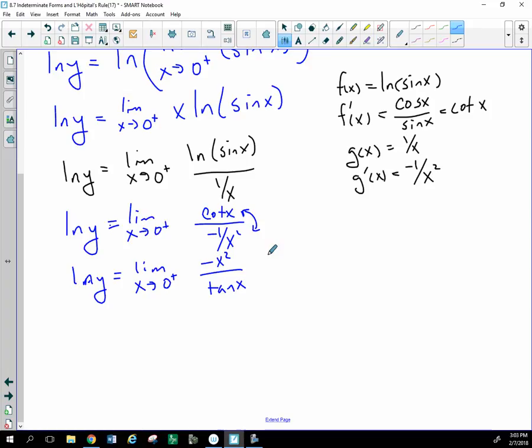In this case, I can still put in 0, and I get 0 over 0, so I have to do L'Hopital's rule one more time. So the ln of y as my limit as x goes to 0 from the right-hand side, derivative of the top is -2x. Derivative of the bottom is secant squared x.